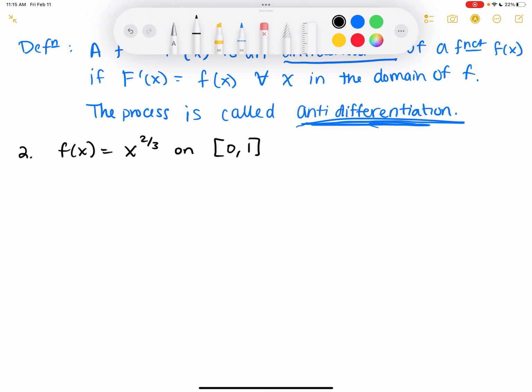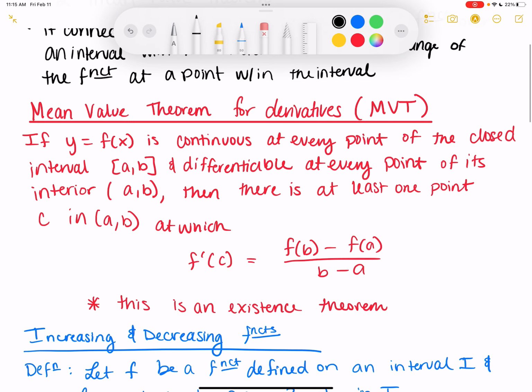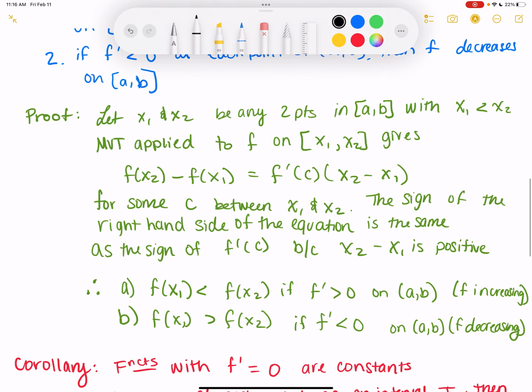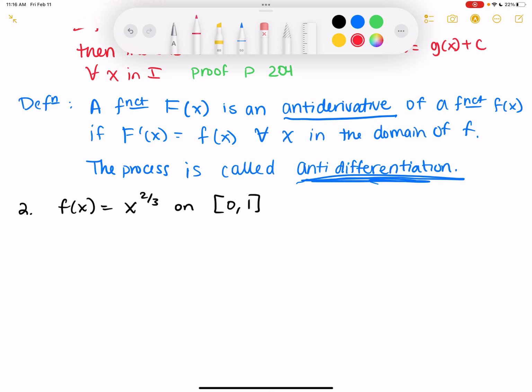So just a refresher on the mean value theorem. The derivative of f at c is equal to f of b minus f of a over b minus a. So first of all, what is the derivative of this? 2/3 x to the negative 1/3, and we're evaluating it at the point c.